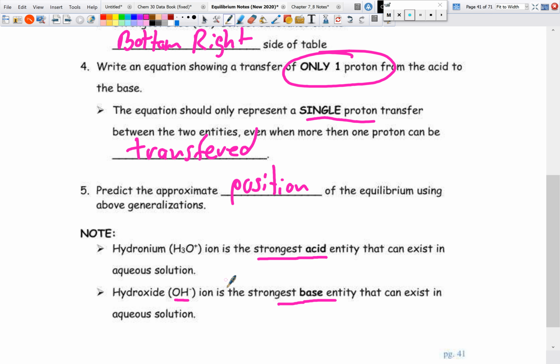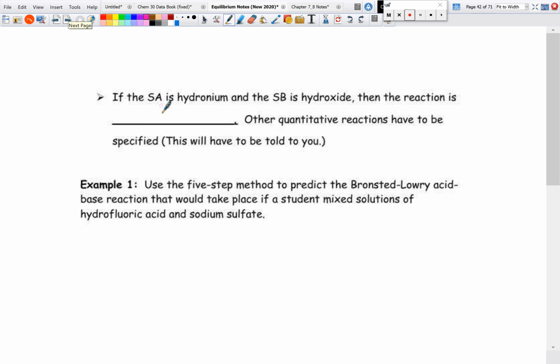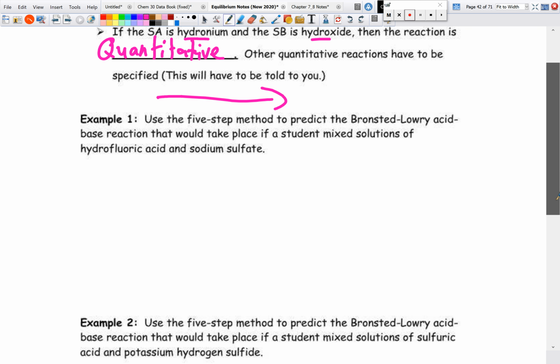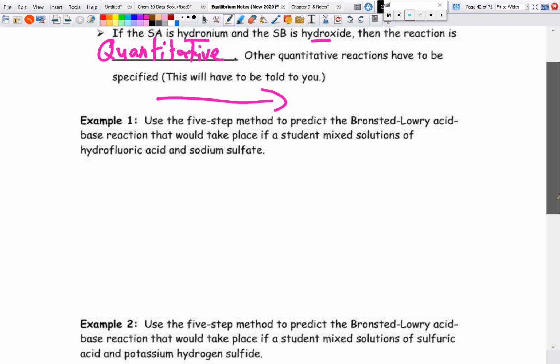So if you see any of those, either hydronium or hydroxide, you can almost label it as a strong acid or strong base right away without actually looking at your table. And then, of course, as previously mentioned, if our strong acid is hydronium and our strong base is hydroxide, the reaction is quantitative. Meaning that it goes 100%, so single arrow. So let's look at some of these examples, and that'll be it for this lesson.